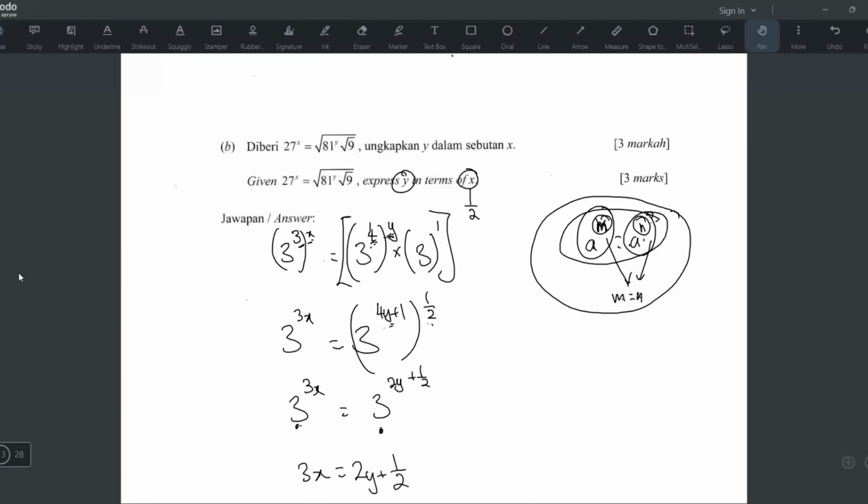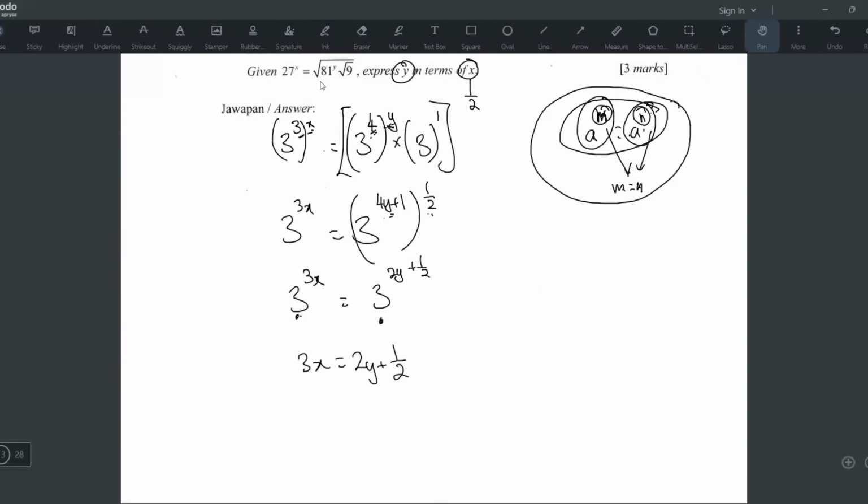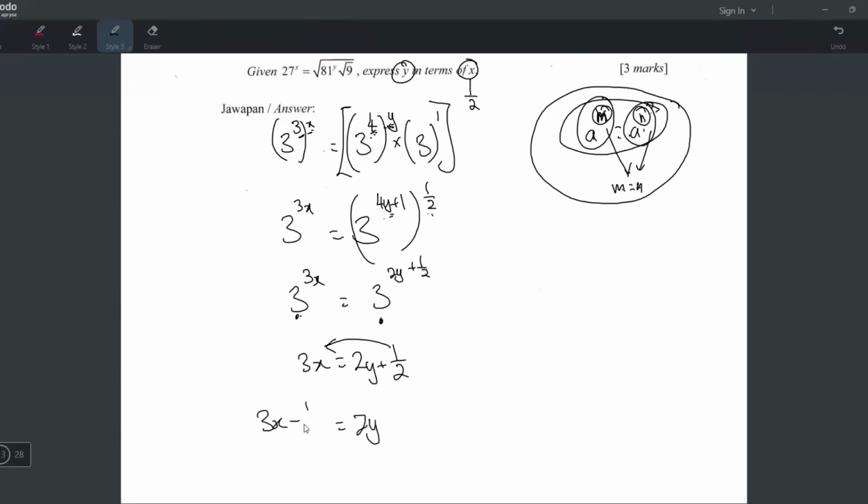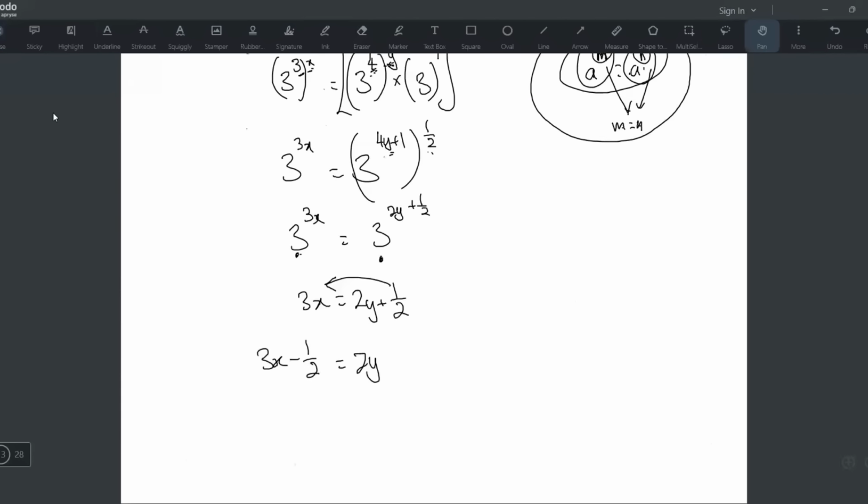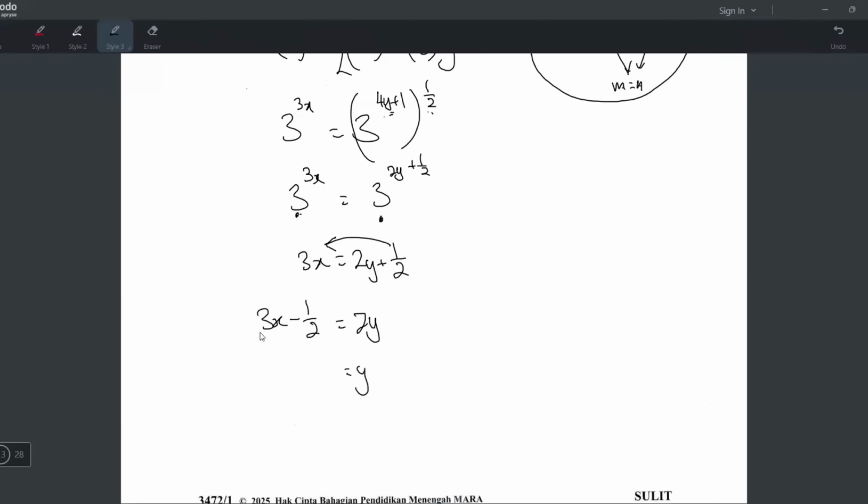But the question asks for y in terms of x, small y in terms of small x. So y must be single. Since the y is already positive, I will not move it. Because it's already positive, why would you want to disturb it again? If you move 2y, it will become negative. You want to find y now. So if y is already positive, don't disturb it. Move 1 over 2 instead. So it becomes 3x minus 1 over 2. And then move the 2 over to the other side. So divide 3x by 2, 3 over 2x. 1 over 2 divided by 2, 1 over 4. That is the final answer.